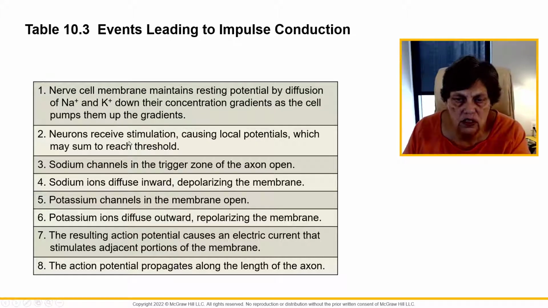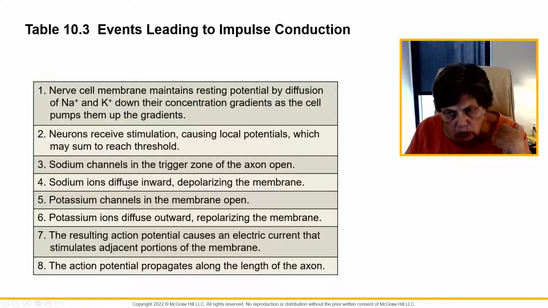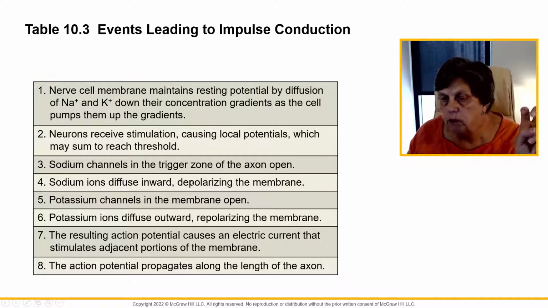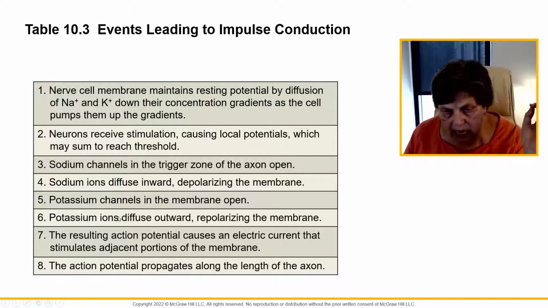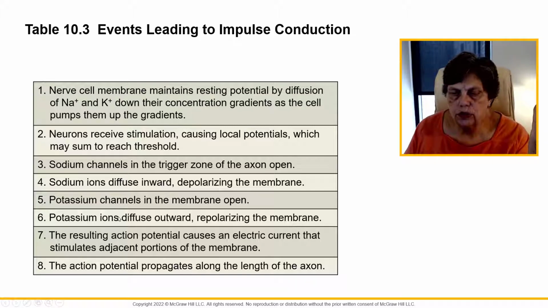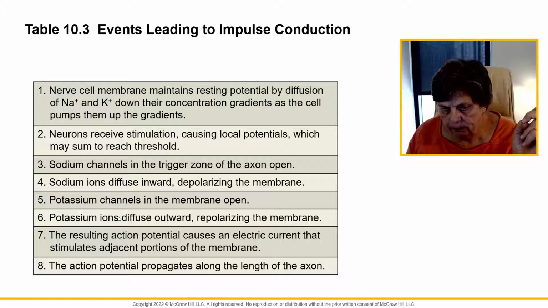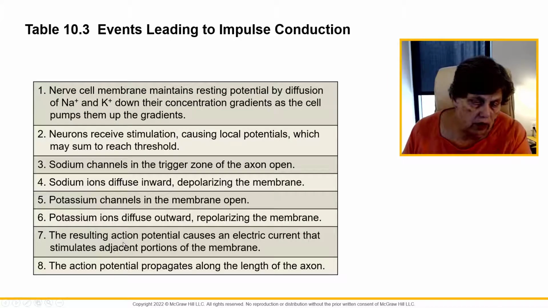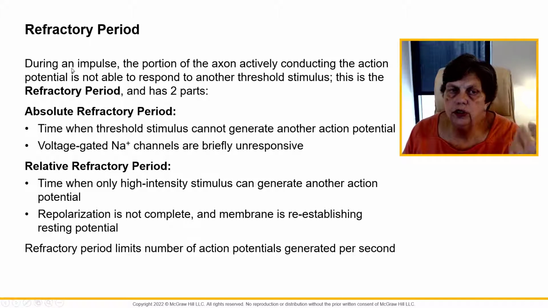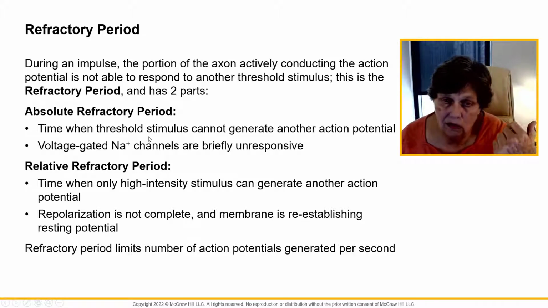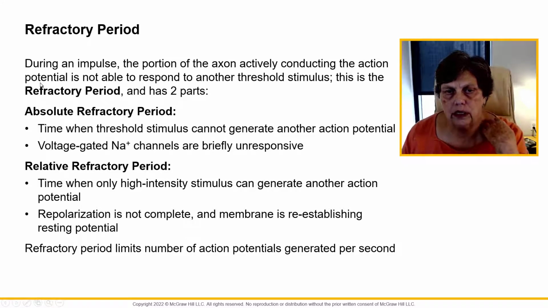And when the neuron receives a stimulus, the sodium channels in the zone trigger, the sodium ions diffuse inward, which does what we call depolarize the membrane. The potassium channels open and the potassium moves out, which is called repolarization. And you have an action potential that causes an electrical current. Okay? And again, this is real important because you're going to get this again when you get to the heart. You're going to hear this again, so you should be able to get through this.